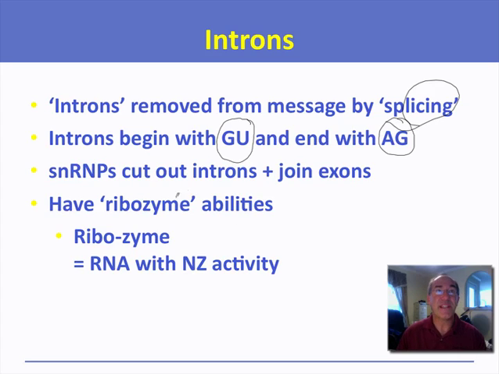The enzymes that are cutting out introns are called SNRPs. Stands for small nuclear ribonucleoproteins. Don't worry about it. And the interesting thing about SNRPs is that they are ribozymes, and ribozymes are defined here. Ribozymes are molecules of RNA that have enzymic activity.